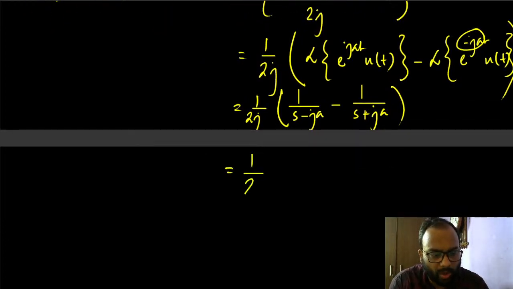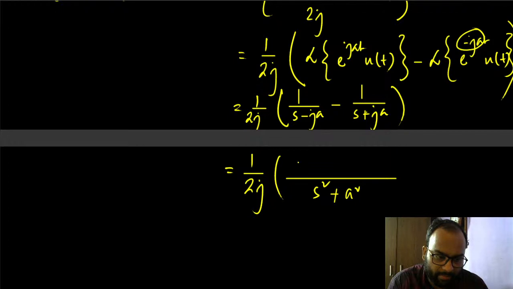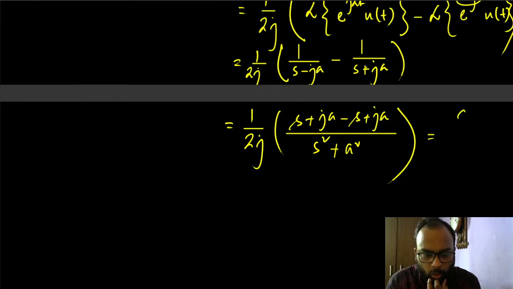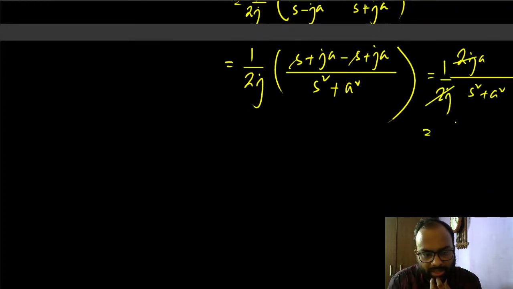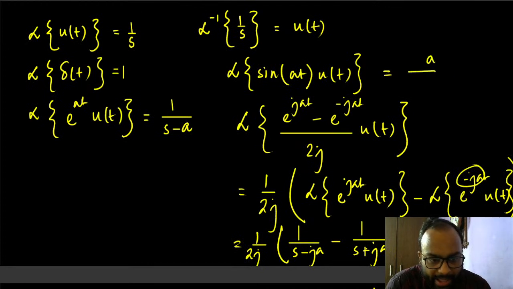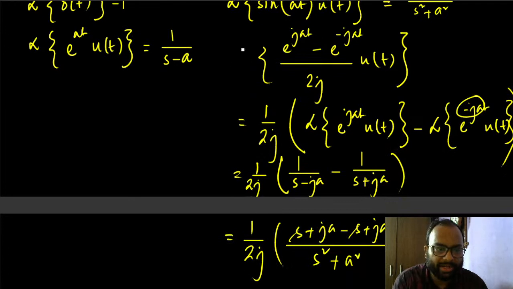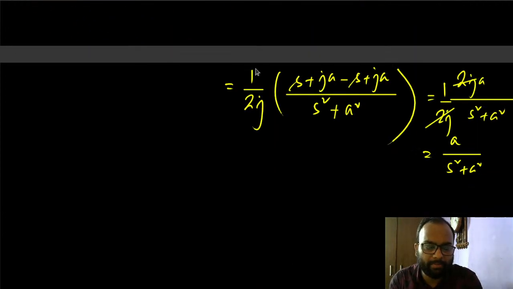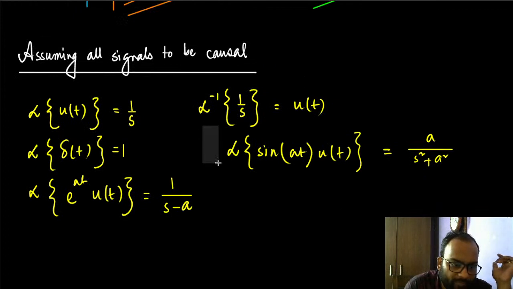If you simplify this, it becomes 1 by 2j times the difference over s square plus a square. Here we have s plus ja minus s minus ja, so s cancels out and you have 2ja on top, and s square plus a square at the bottom. Since you have 1 by 2j, the 2j cancels out, so you have a by s square plus a square. That is the Laplace transform of sine at u(t). You see that we did not integrate anything here; we just used known Laplace transforms. I understand that most of you know these things, but in case you don't, you can follow along right here.